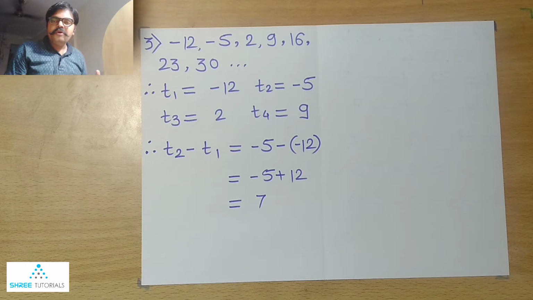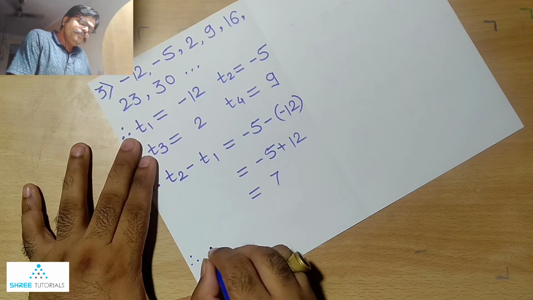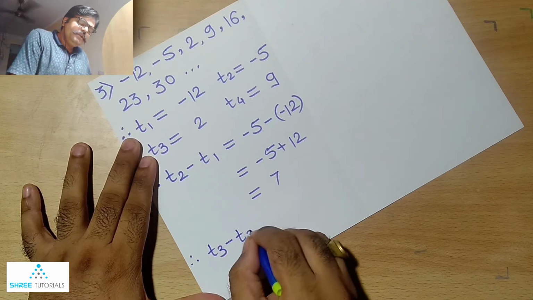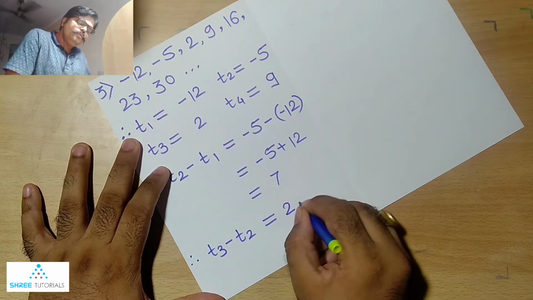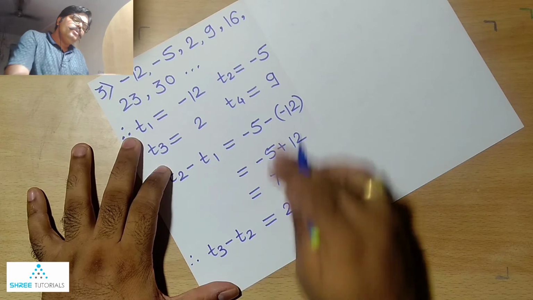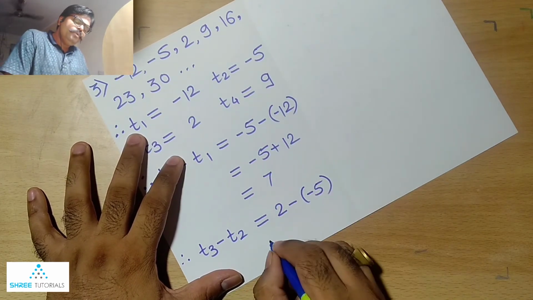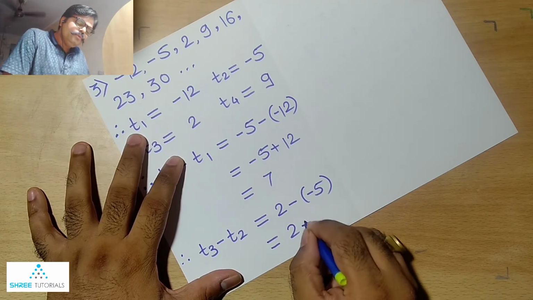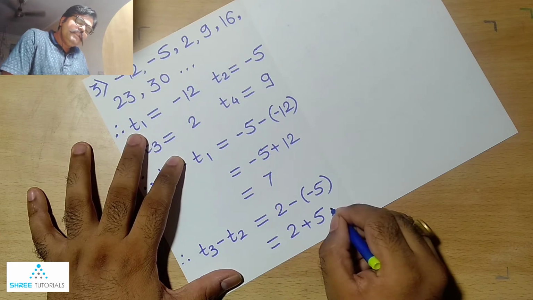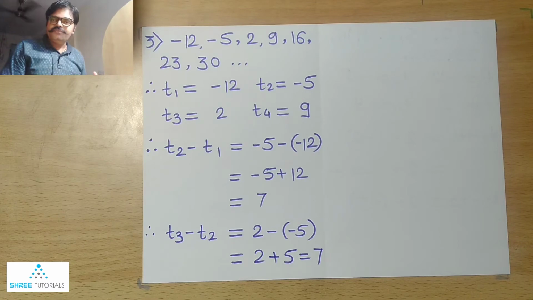Thereafter we are going to go for the second difference, that means T3 minus T2. So what is the value for T3 we have got earlier? That was actually equal to 2, minus T2's value, which was minus 5. So that minus 5 value we are substituting over here. These two minuses will cancel each other, giving us 2 plus 5. That means the value we have is equal to 7. These two differences we have got.